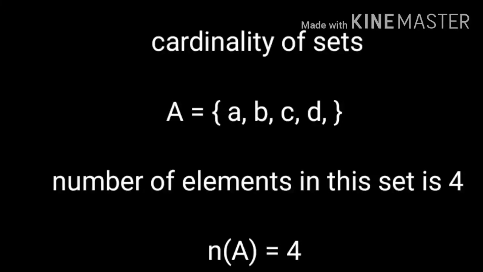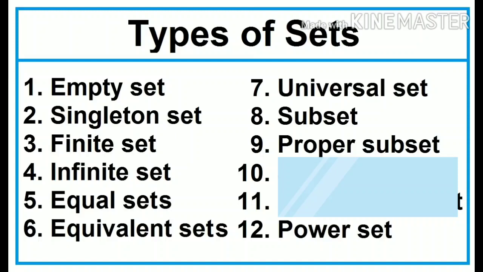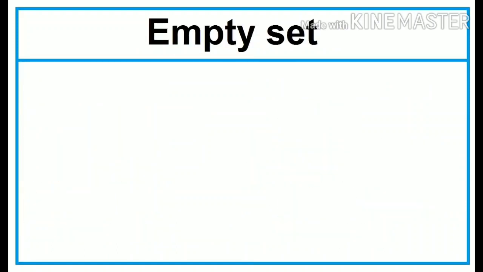Let's take an example. A is equal to {a, b, c, d}. In this set A we have 4 elements. So the number of elements in set A is 4. Next we come to the types of sets. In this we have empty set, singleton set, finite set, infinite set, equal sets, equivalent sets, universal set, subset, proper subset and power set.